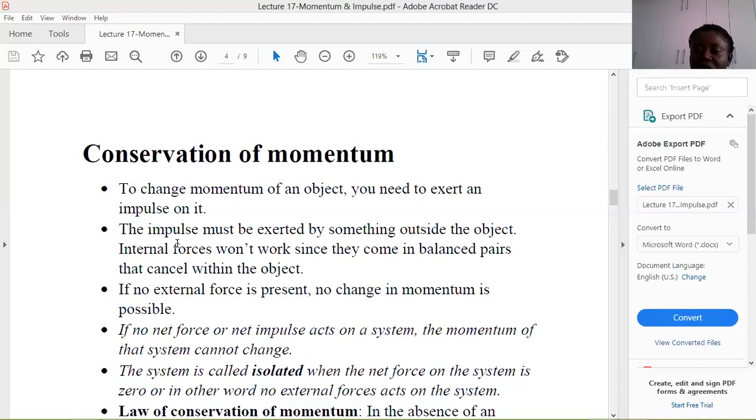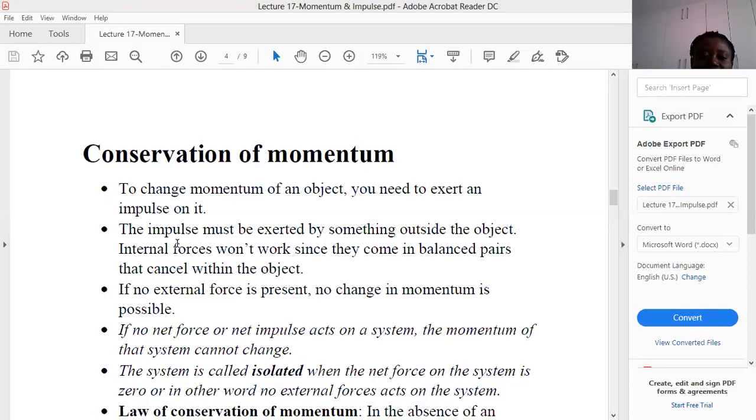Say we started with impulses and momentum, where we discussed momentum. Today we will start with conservation of momentum. Okay, so what do we mean when we are talking about conservation of momentum?